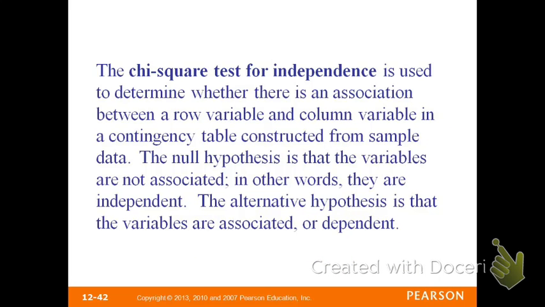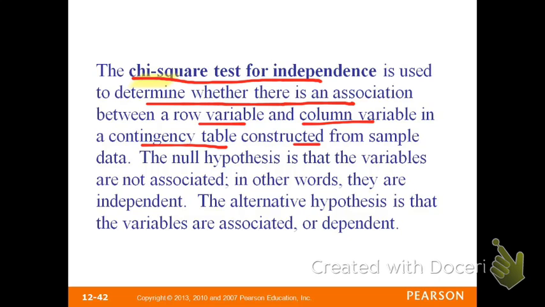Okay, now a little bit more background of what we're about to do. We're going to run what's called a chi-squared test for independence. It's used to determine whether there is an association between row and column variables in a contingency table constructed from sample data. The null hypothesis is that the variables are not associated, in other words, that they're independent. And the alternate hypothesis is that the variables are associated or dependent.